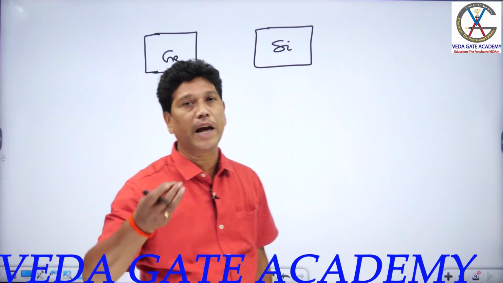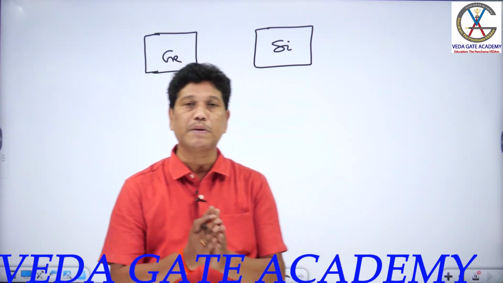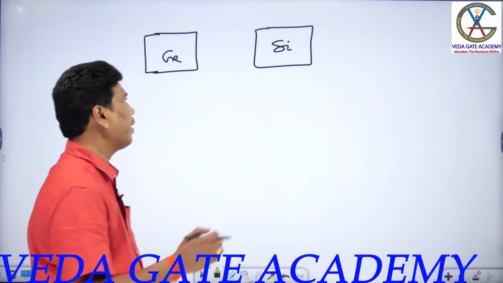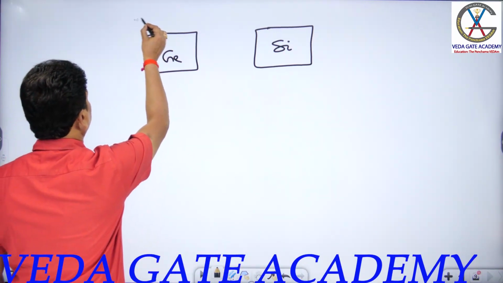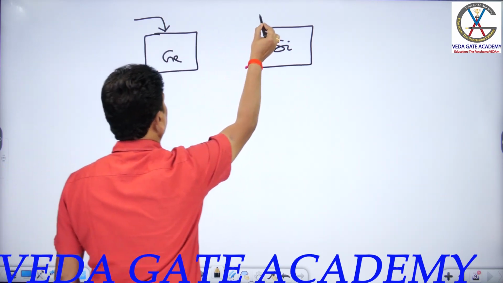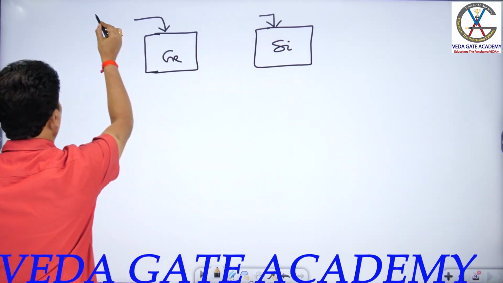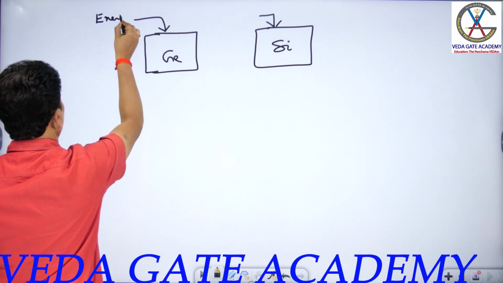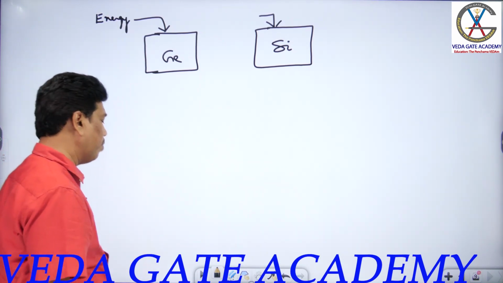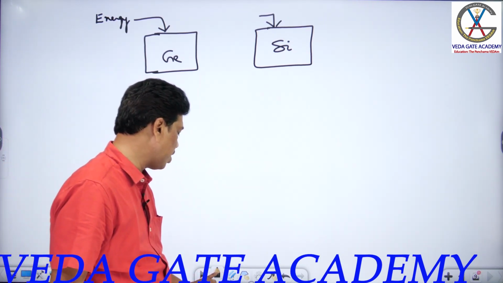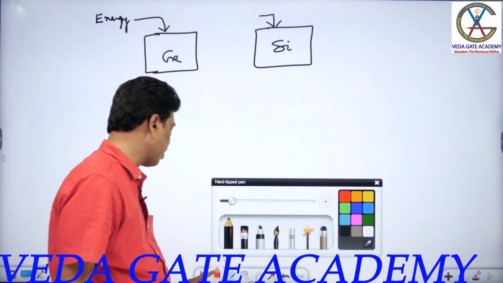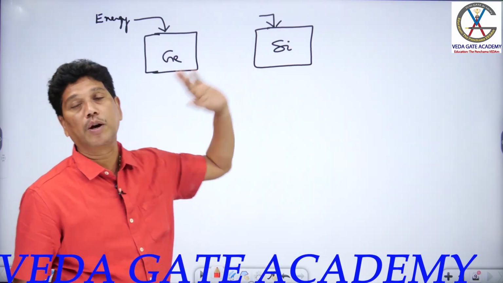Both are of the same dimensions, not different. Physical dimensions should be the same. And what will I do? I apply the same energy to both. The amount of energy I applied to both is the same. One material is made of germanium, the other of silicon. Both are given the same input energy.